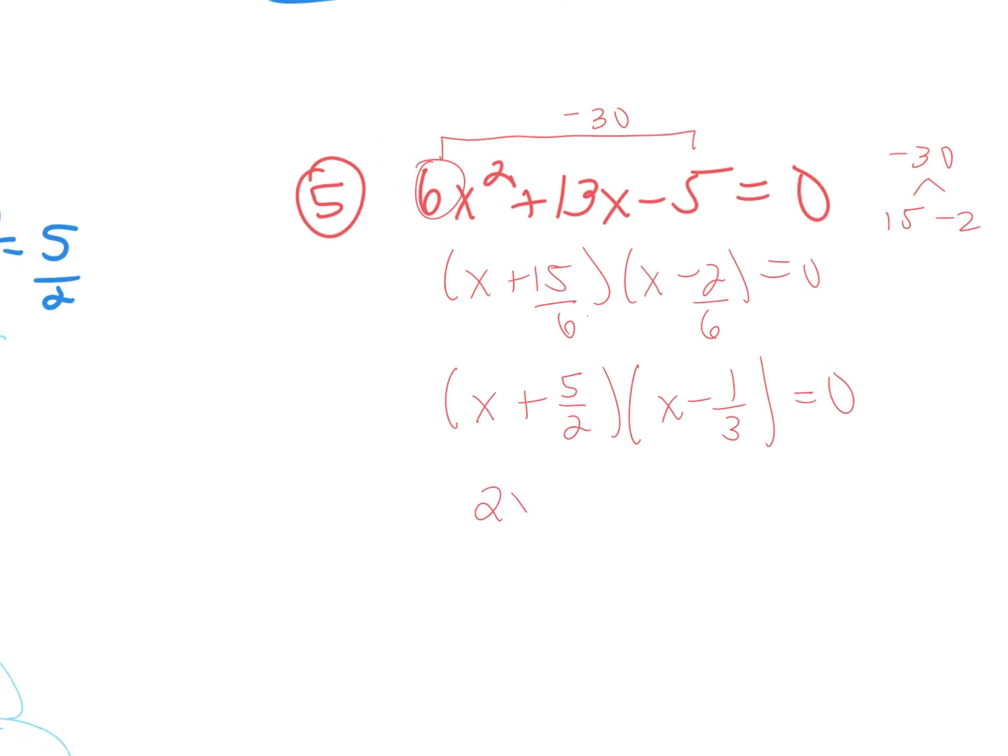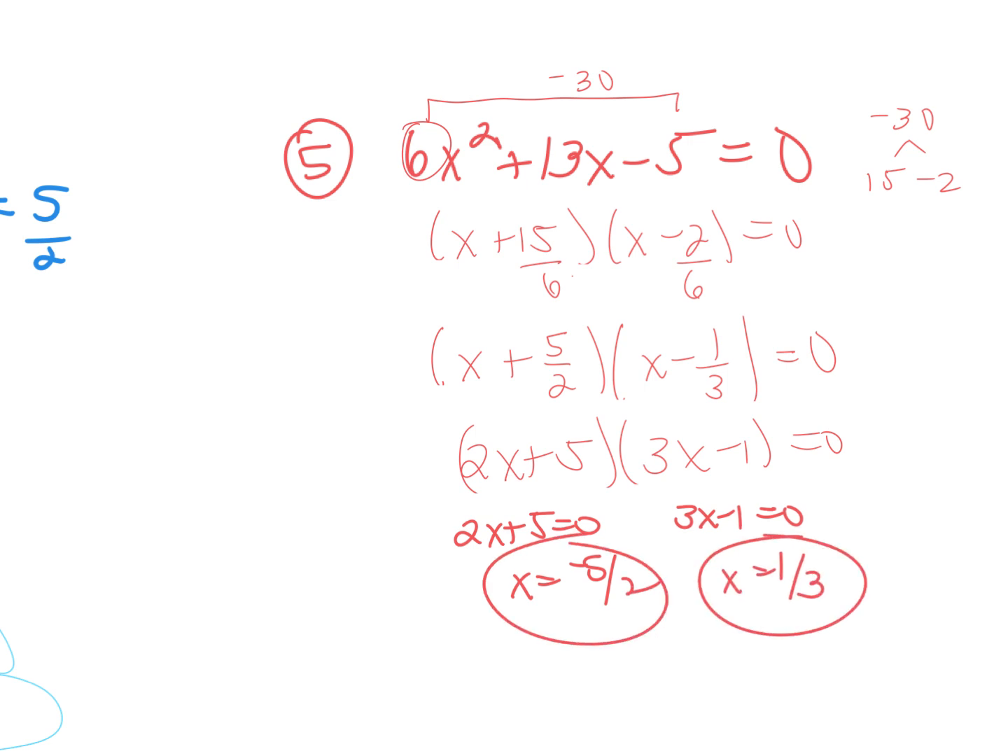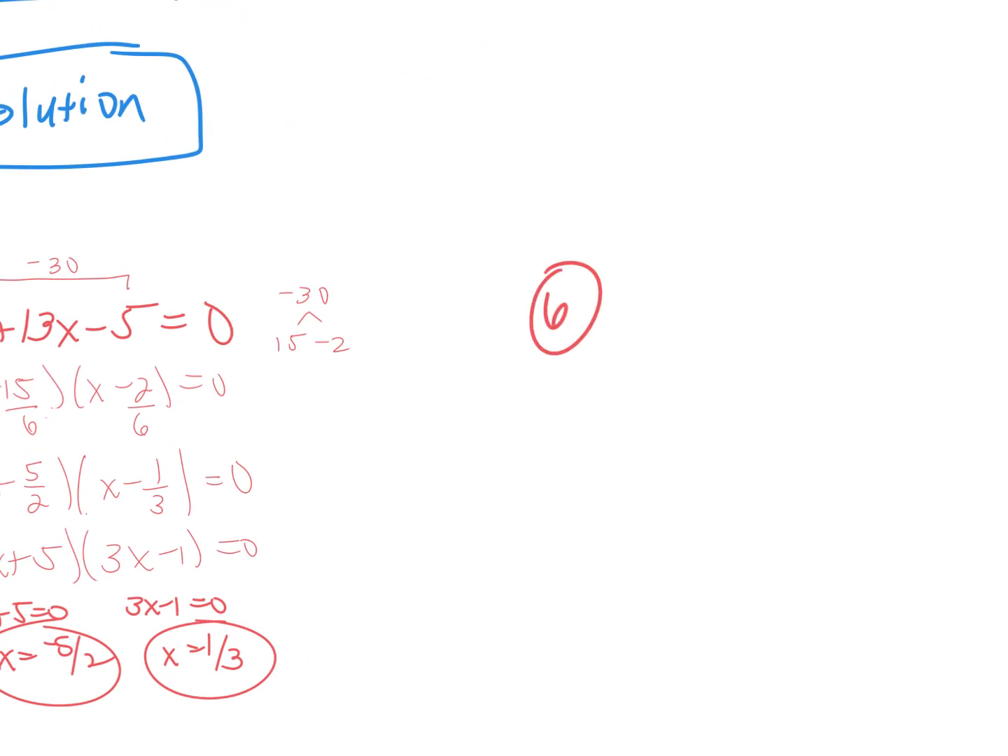So this parenthesis is 2x plus 5. This parenthesis is 3x minus 1, and we set each one equal to 0. So here you have x equals negative 5 over 2. And here we have x equals positive 1/3. All right, moving along to number 6. We'll do 6 right here.